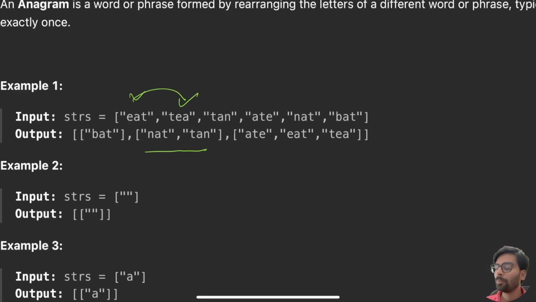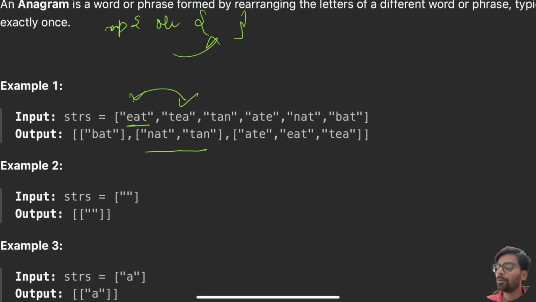So one solution would be we can take the strings one by one, get the sorted string of each, and keep this in some map or object and see if it is already there. If it is already there, then we can just group it together, and if it is not already there, then create one key with the sorted string, and like that we can solve it. So this is the solution using sorting.